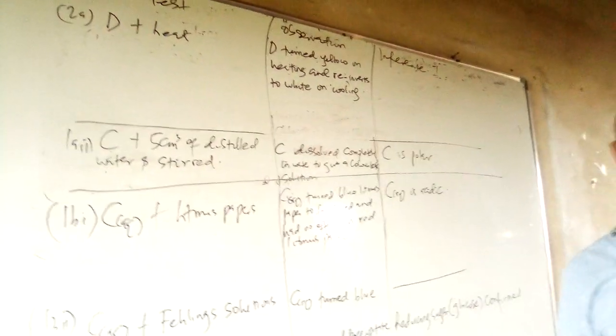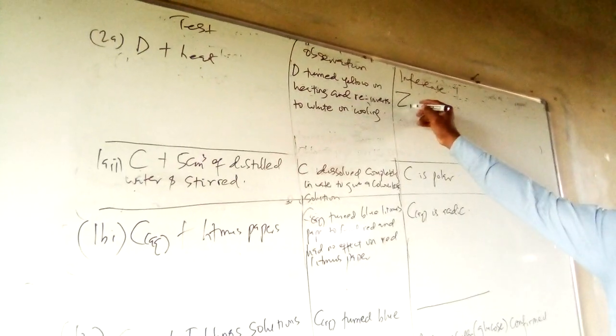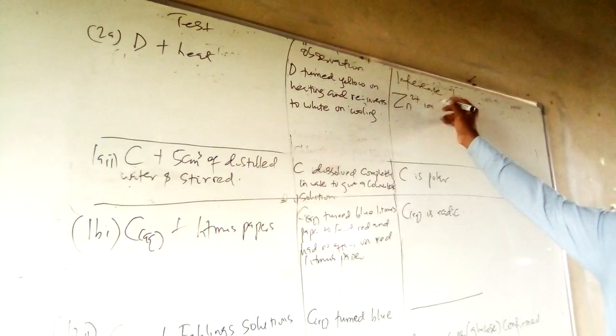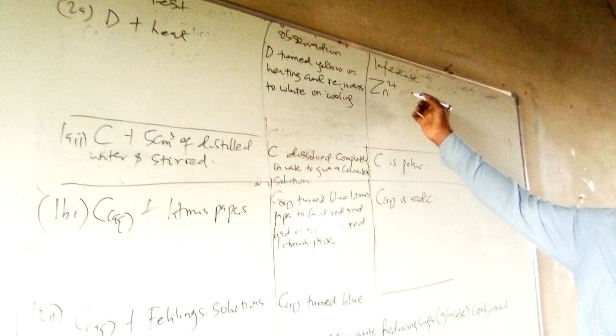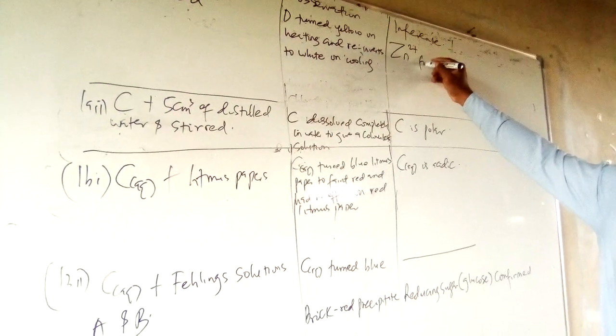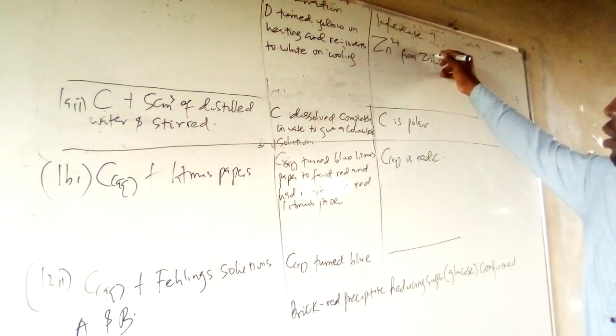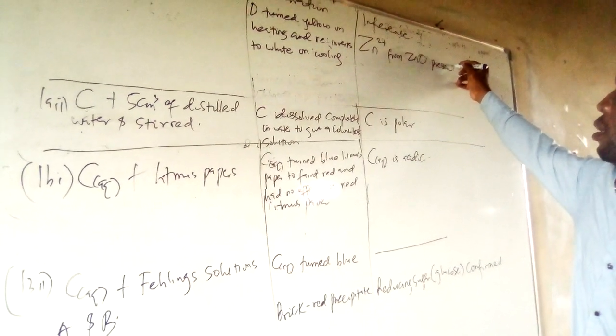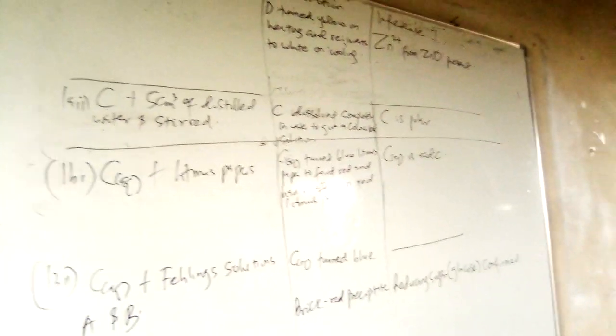So our inference now says Zn2+ present. Zn2+ from what? Zinc oxide present, because that is the oxide.